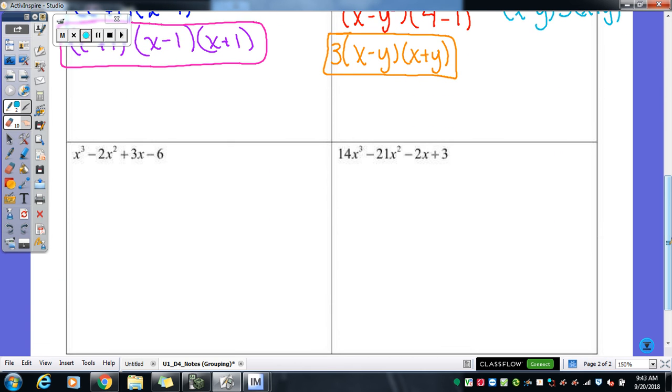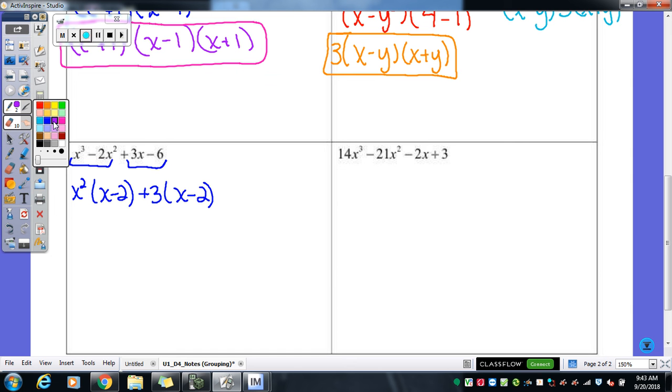All right, 2 more. So flower box the first 2, flower box the last 2. What's our GCF for those first 2? So x squared, and then we're left with an x minus 2. Our GCF for the last 2, positive 3. So then we would have an x minus 2. So then our GCF again would be the x minus 2, so we pull that in front. And then we got the x squared plus 3 that comes along after it.